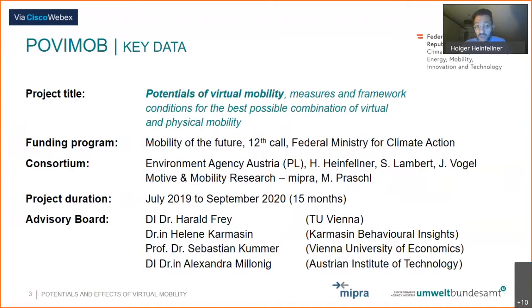We have been working on our project since July 2019, together with a mobility research company from Austria called MICA. The project was funded by the Federal Ministry of Austria for Climate Action, and it was accompanied by a very prominent advisory board as well.